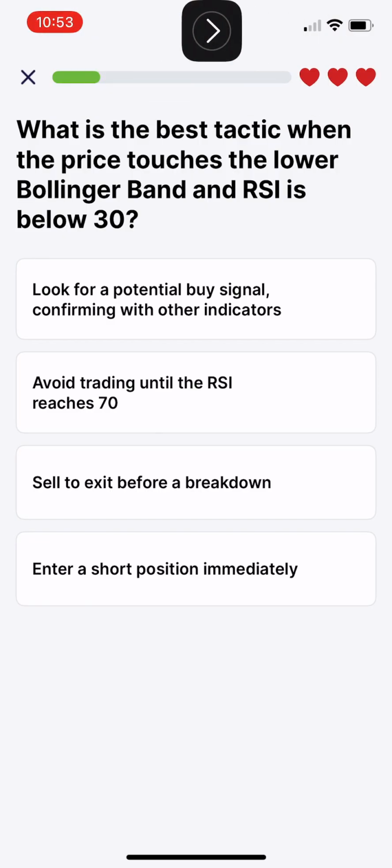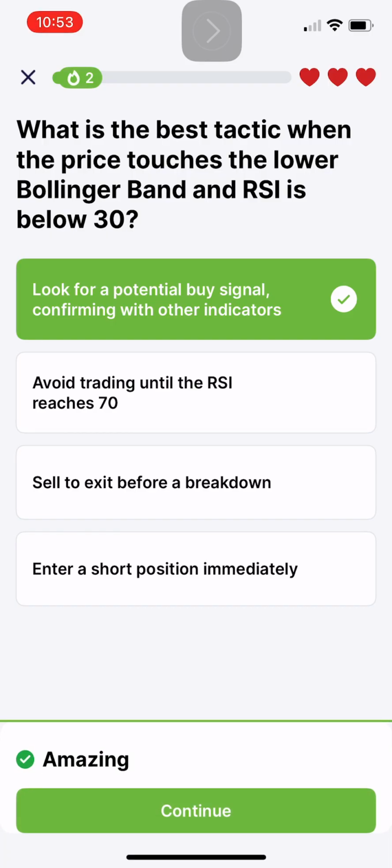What is the best tactic when the price touches the lower Bollinger Band and RSI is below 30? Look for a potential buy signal, confirming with other indicators. Avoid trading until the RSI reaches 70. Sell to exit before a breakdown. Enter a short position immediately. Amazing.